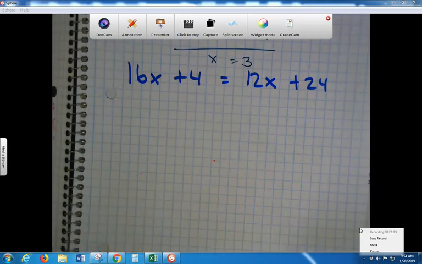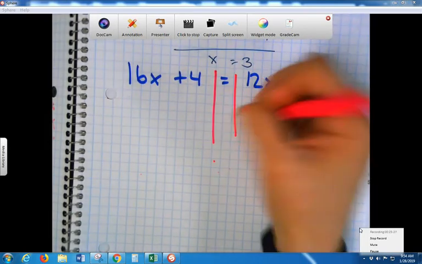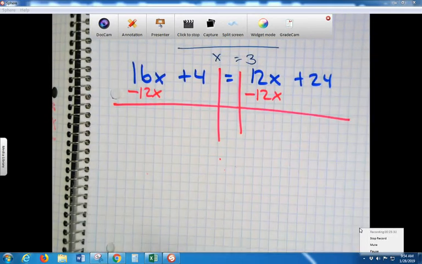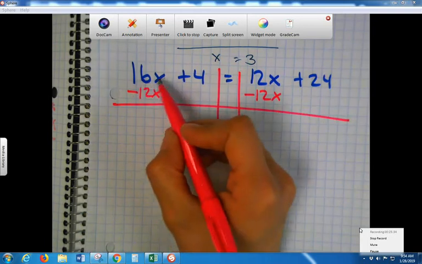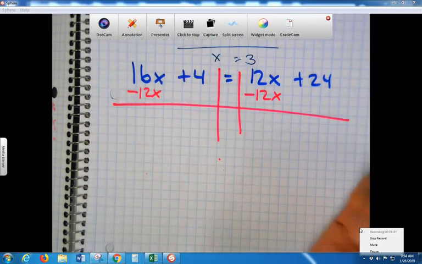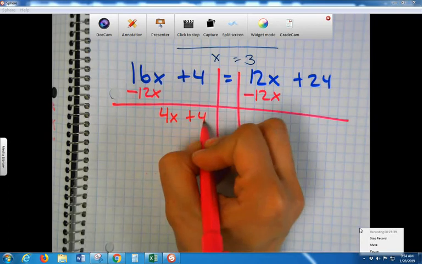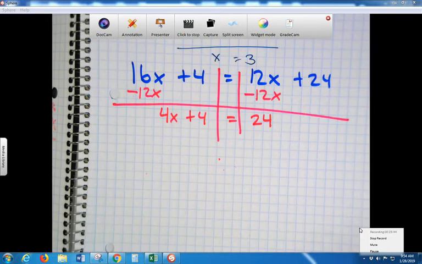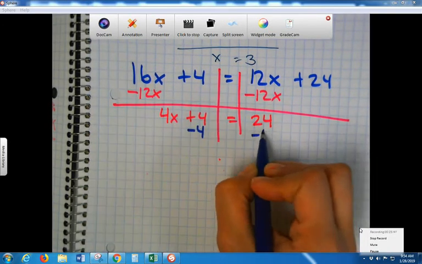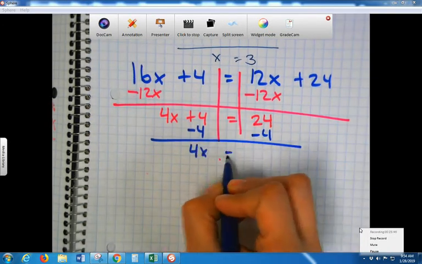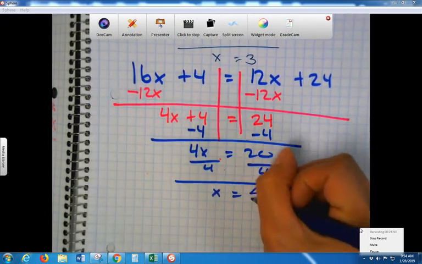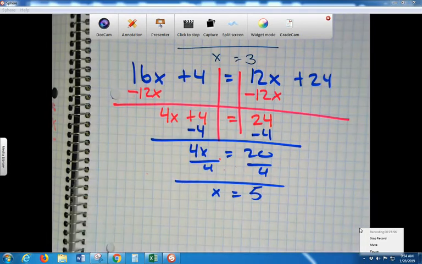What'd you guys move? The 16x or the 12x? 12. So you subtracted 12x, you're moving it as a group because you want x's all on one side. What's 16x minus 12x? 4x. So we got 4x plus 4, which looks very similar to the problem we just did, equals 24. You subtract the 4, you get 4x is equal to 20, divide by 4, x equals 5. Hey, you guys are doing some fantastic work over here.